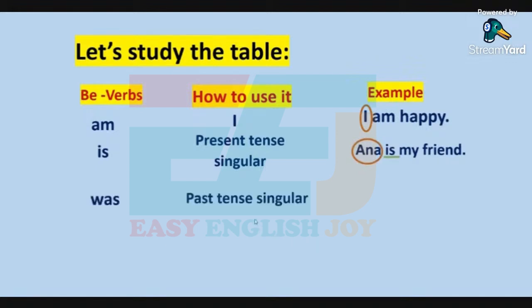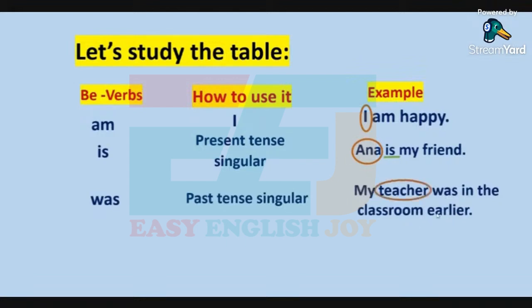Was is used in the past tense singular. My teacher was in the classroom earlier. So teacher is singular, was is in the past tense, and we have here earlier as a time expression to show that the action took place in the past. My teacher was in the classroom earlier.